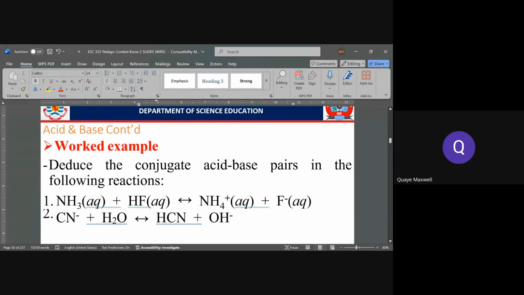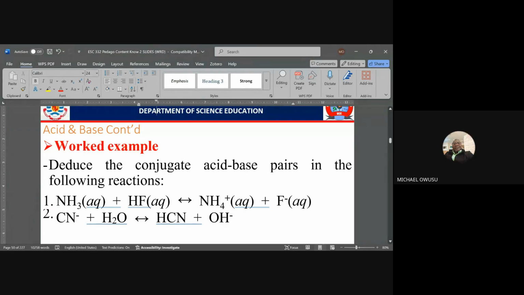Please, I believe the first question. The ammonia is the base, and its conjugate pair is the ammonium, which is the acid. And then HF at the side of the reactant, the HF is the acid, and then its conjugate pair is the F ion.